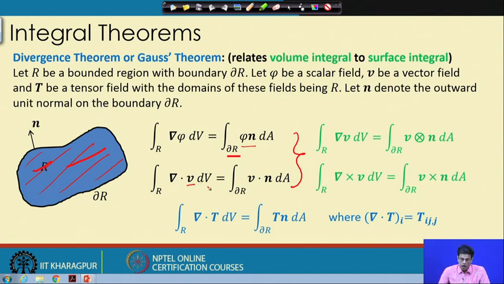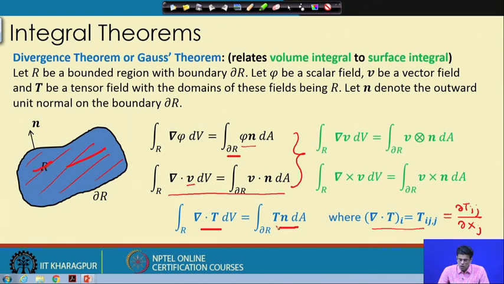If we consider a tensor field now instead of a vector field, then del dot T, which in component form, as we have seen in the last class, is the partial derivative of T_ij with respect to x_j. If we take the divergence of this tensor field, then it should be equal to T n integrated over the boundary. We will prove this expression. There are also two corollaries which are useful if we know this theorem.